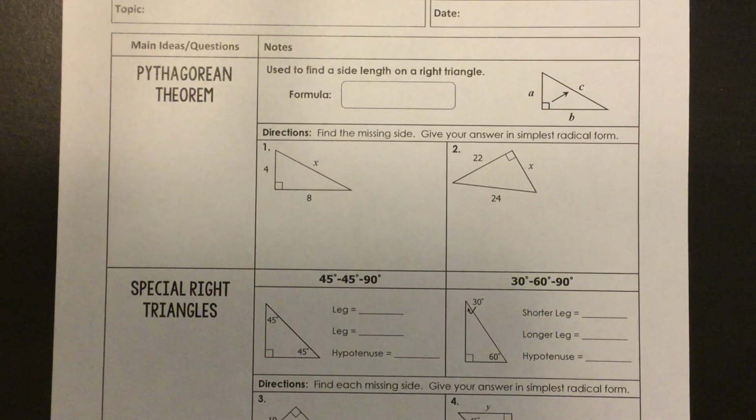Okay, this is Unit 12, Lesson 1. We're going to do kind of just an overview, an intro to these right triangles. A lot of these things you have seen before in geometry, so we're going to just push right through all this stuff on the front page.